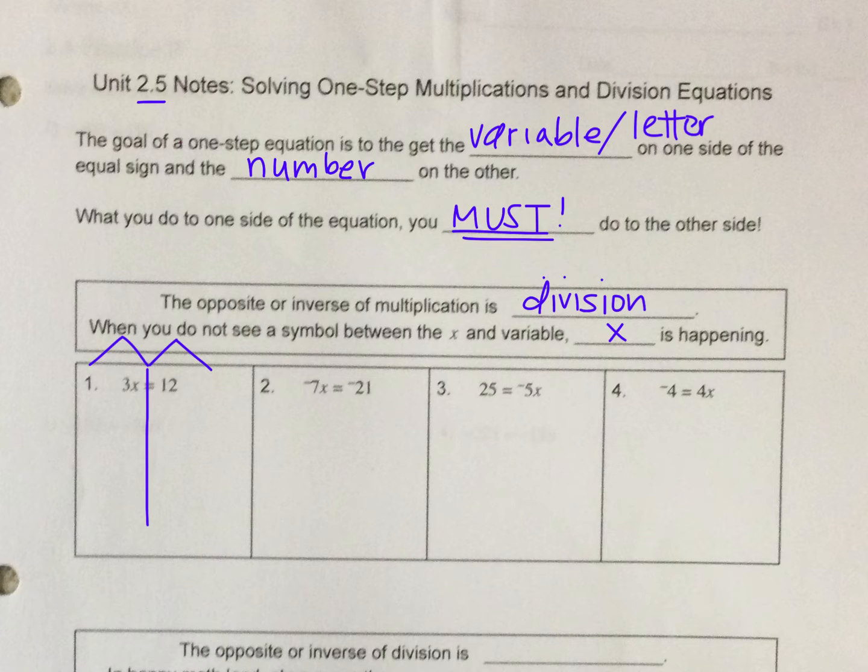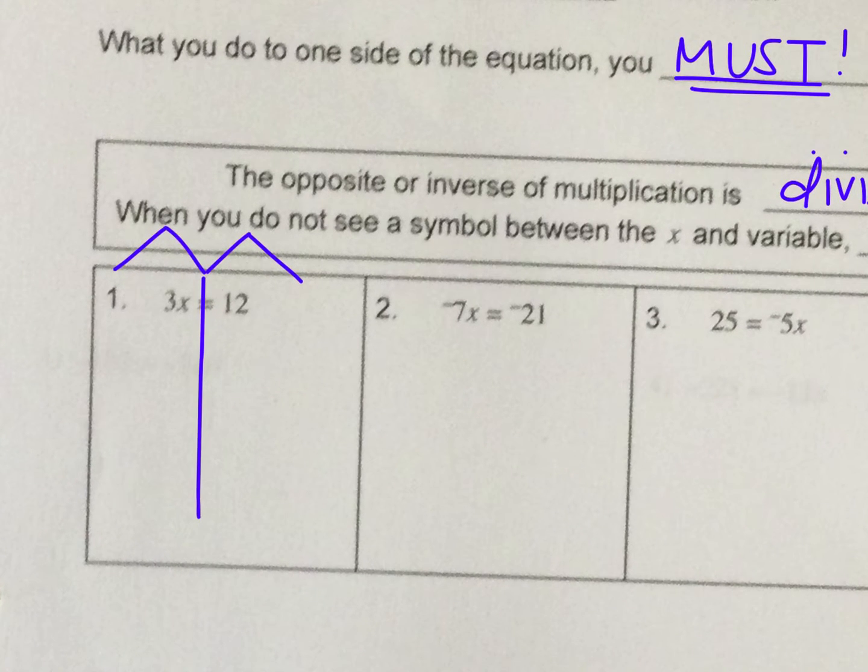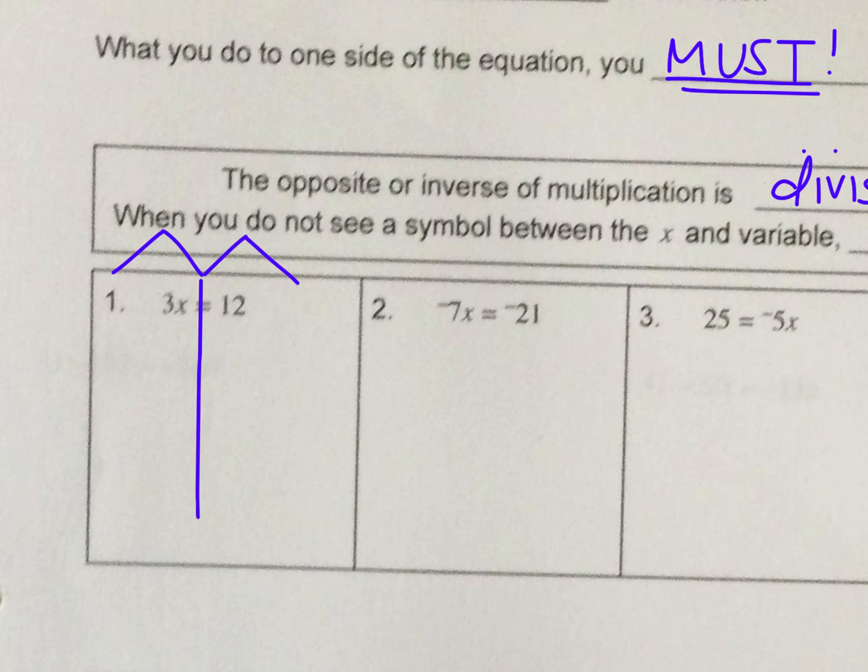The x right here, he wants to be alone. So that means that the 3 needs to leave. Well, what's going on between the x and the 3? I don't see anything. That means, I'm going to put a little dot there, multiplication is happening. And the opposite of multiplication is division. The 3's will mark out. You're left with an x on that side. What you do to one side, you've got to do to the other. 12 divided by 3 is 4. And you're done. X equals 4.